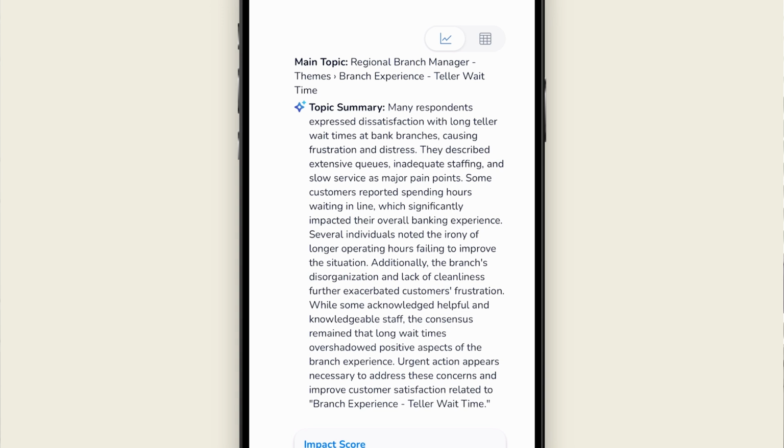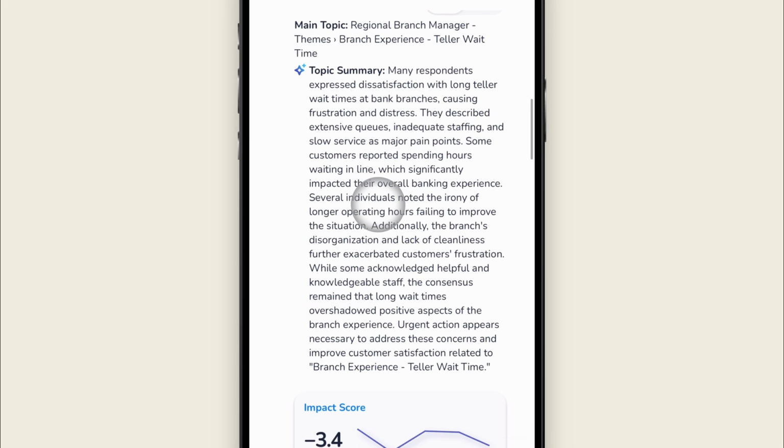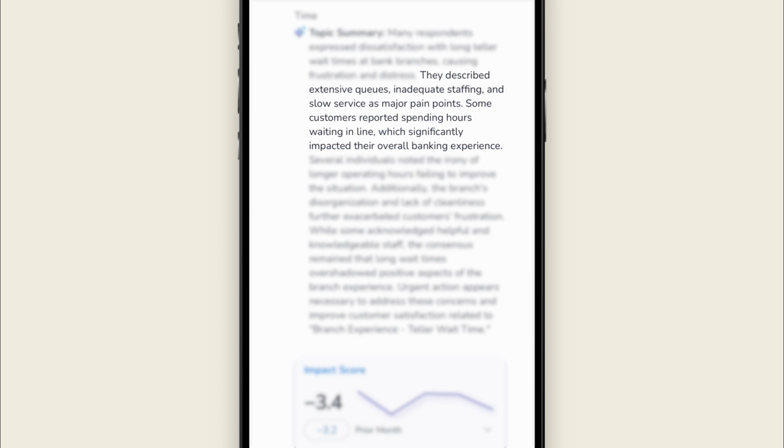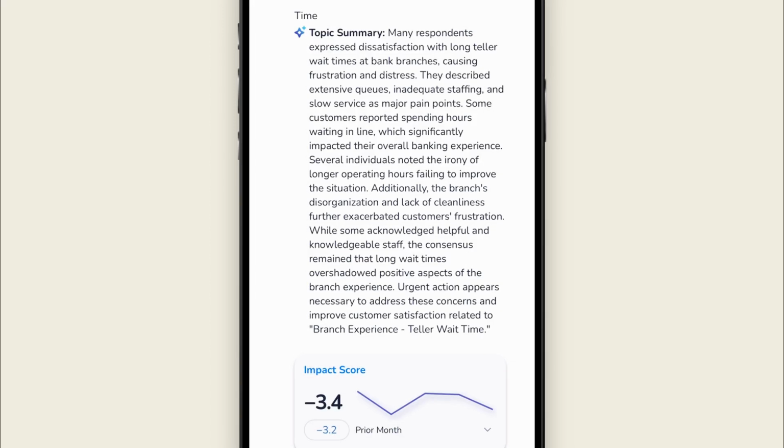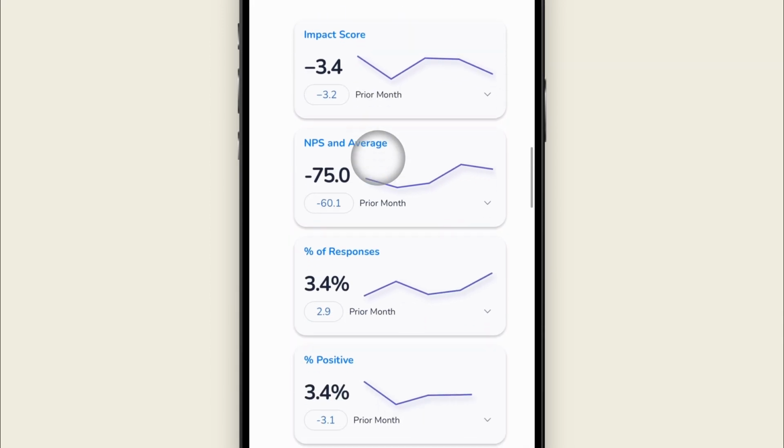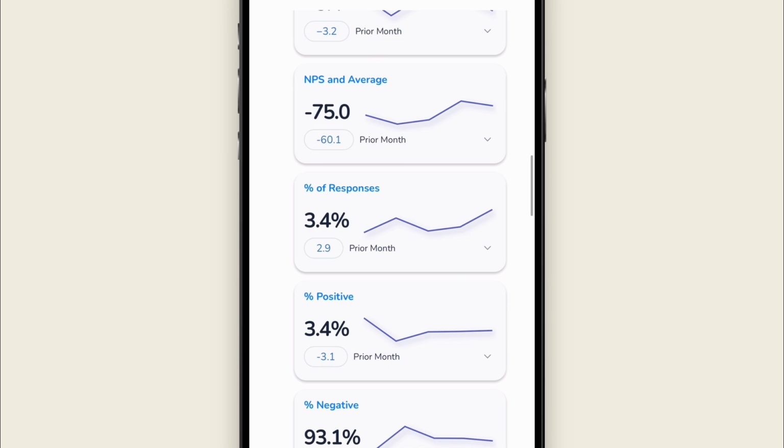Reading through the AI-generated topic summary, Taylor's finally up to speed on the issue. So it's not surprising that perceptions of long wait times and insufficient staff go hand in hand. Longer operating hours don't seem to be doing the trick either. And this is interesting. Cleanliness is called out here, and that's kind of surprising to see in a topic about wait time. But what really sticks out to her is the average NPS. It's taken a dive of 60 points since last month. That's something she really needs to figure out.